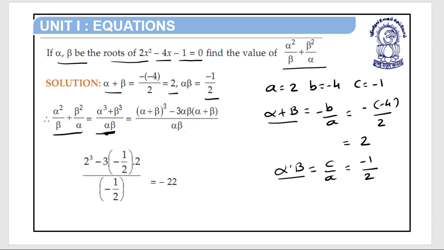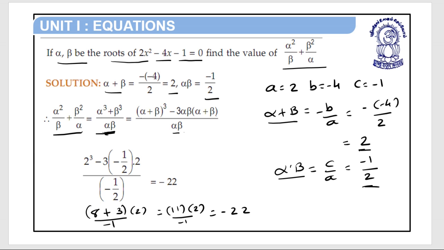So 2 cube minus 3 into alpha into beta, which is minus 1 by 2, into alpha plus beta, which is 2, divided by the product of roots alpha into beta, which is minus 1 by 2. So 2 cube is 8 plus 3, 11, into 2 by minus 1. So the answer is minus 22.